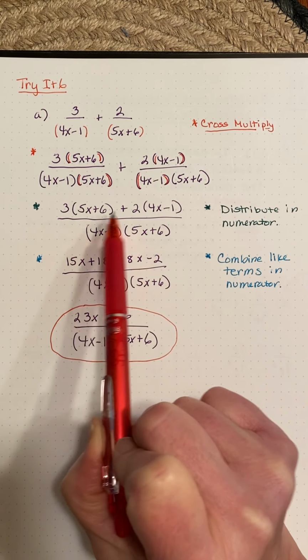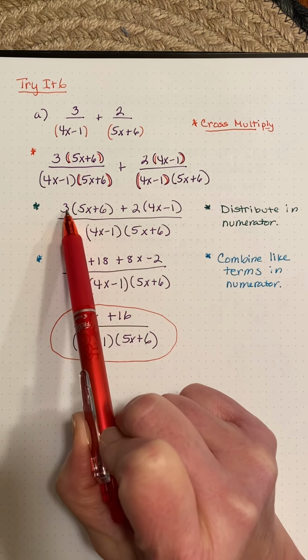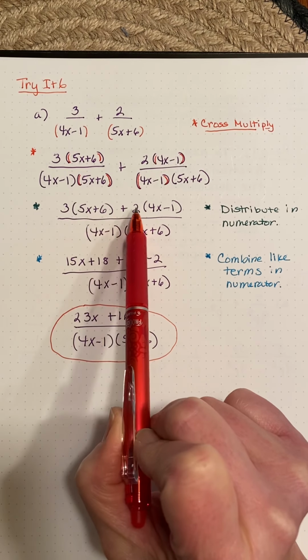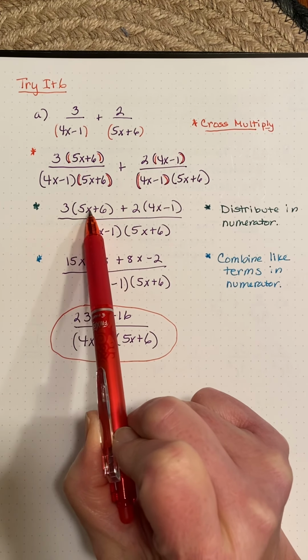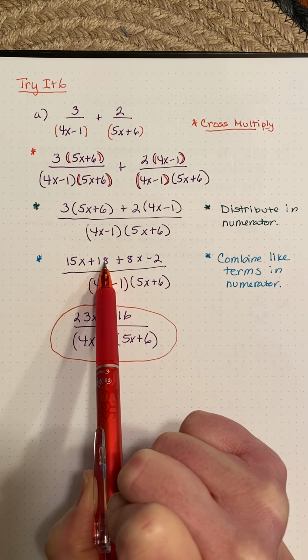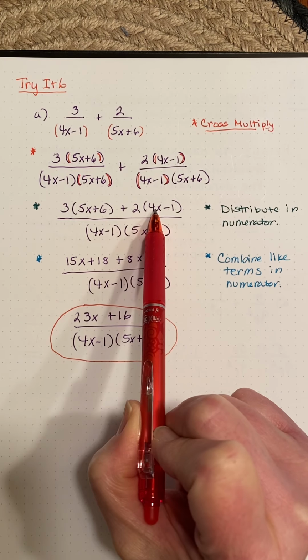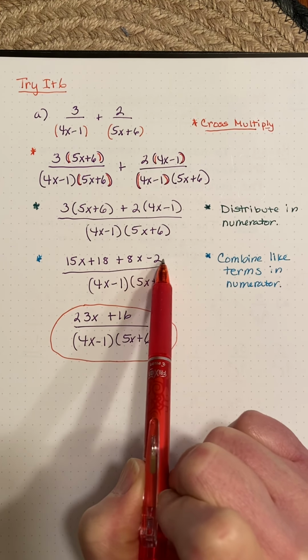So now I have to distribute in the numerator part. So I'm going to distribute the 3 to this and the positive 2 to this. So I'm going to go ahead and do that. So 3 times 5x is 15x. 3 times positive 6 is positive 18. 2 times positive 4x is positive 8x. And 2 times negative 1 is negative 2.